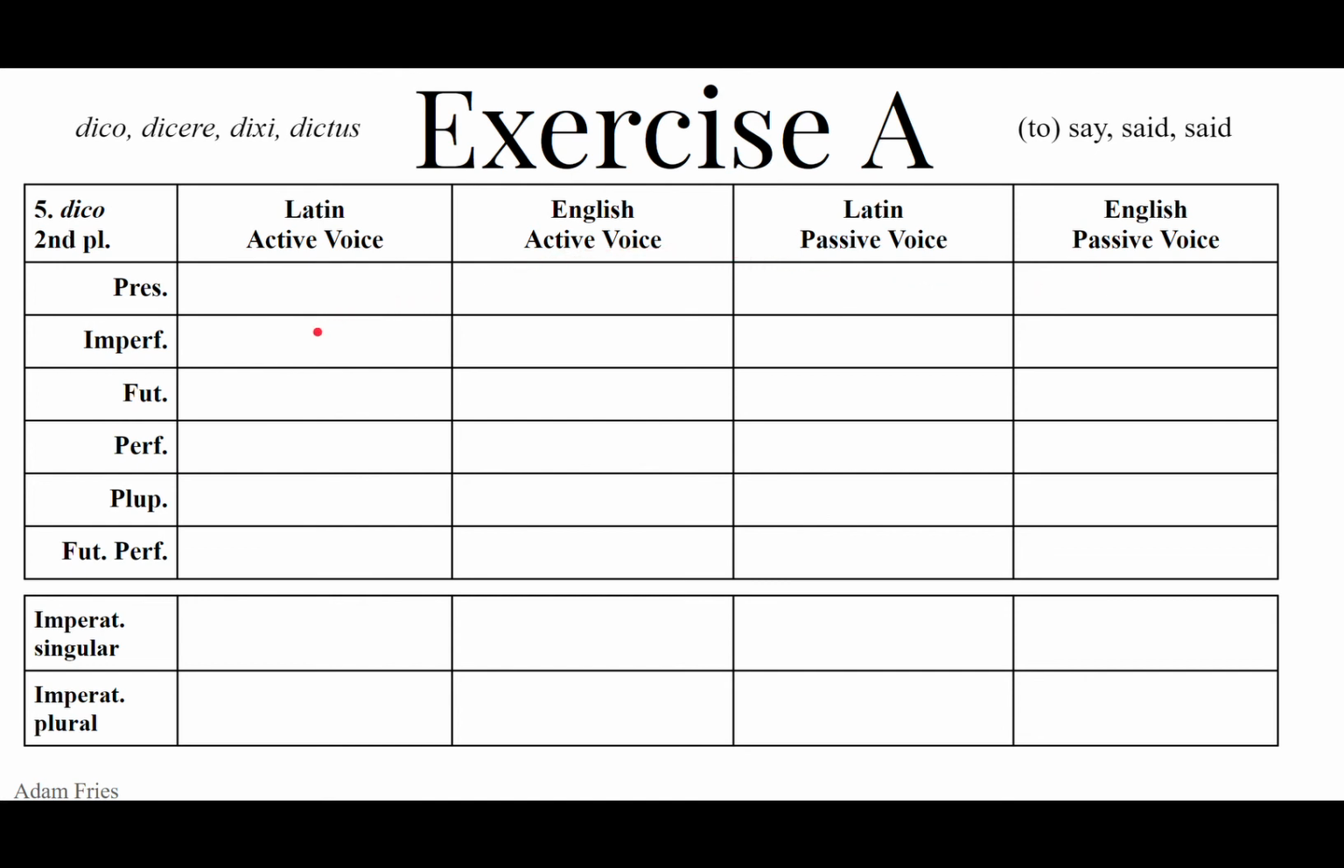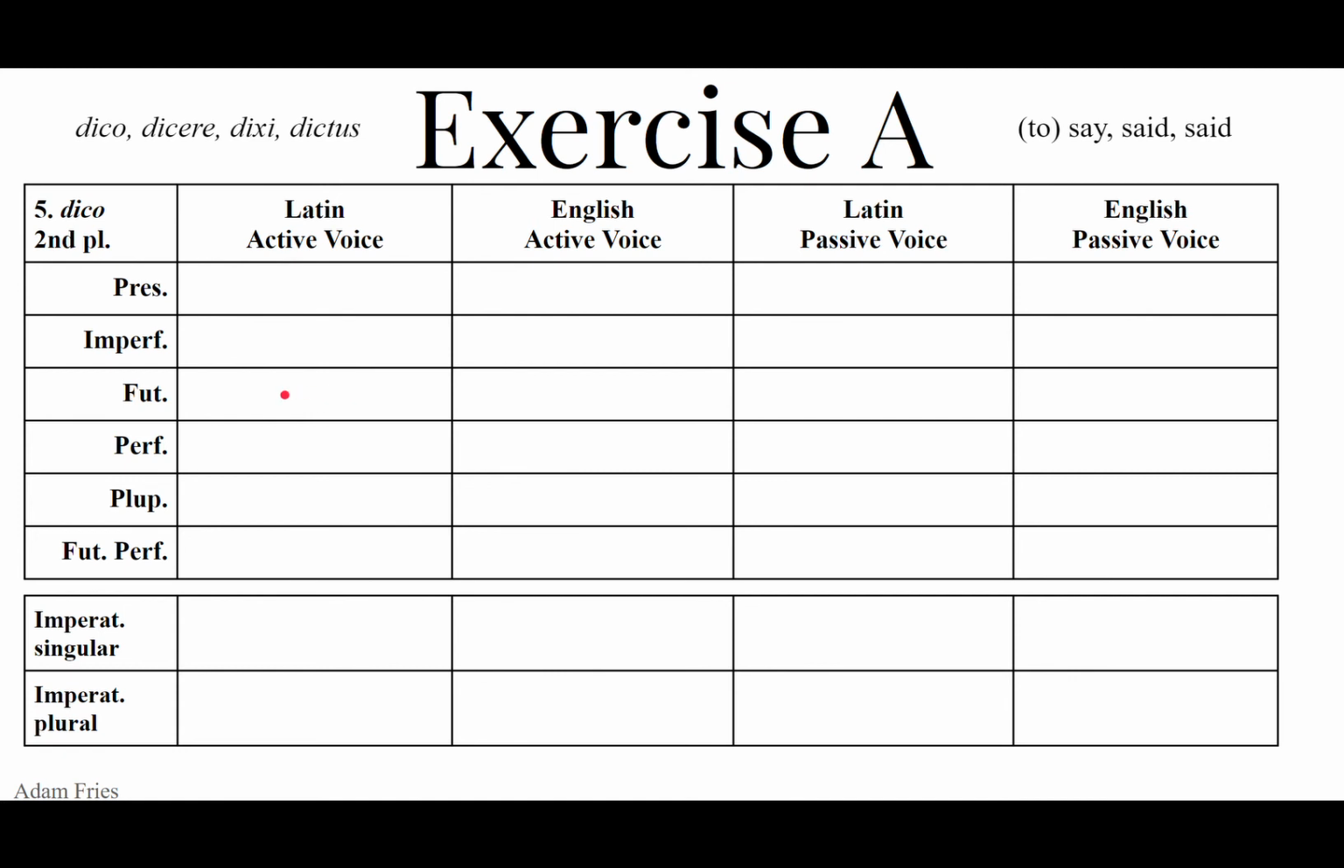The imperfect active. Add the letter E between the stem and the ba. Dicebatis. Ye were saying, y'all used to say. The passive, dicebamini. Dicebamini. Ye were being said. The being is important, Ben.